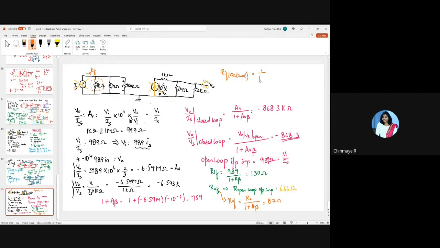One by RIF minus 1 by RS, which is 1K, will give you the RIF actual. Okay, so this will be around 150 ohms.